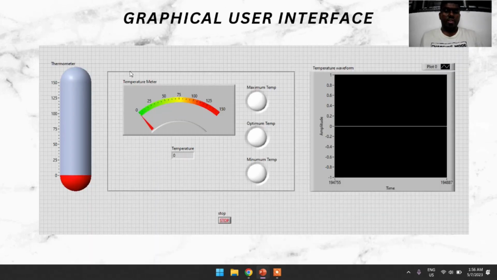This is the GUI. This one is the thermometer, this one is a temperature meter, and this one is for the temperature reading. As I said, these are the LEDs for the maximum, optimum, and minimum temperature. And this one is for the waveform of the temperature.